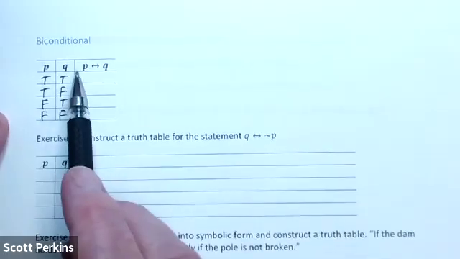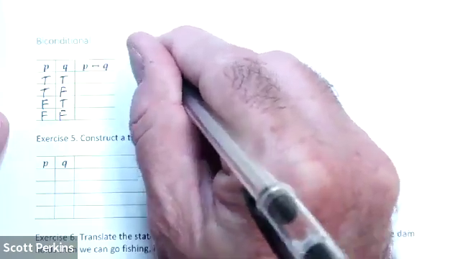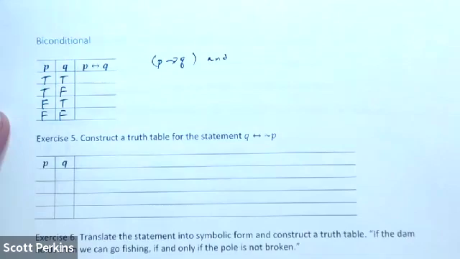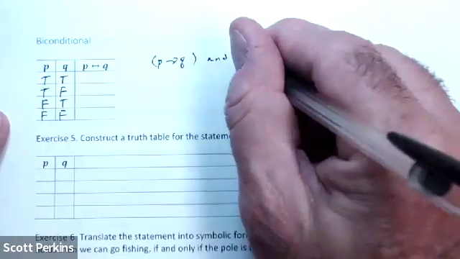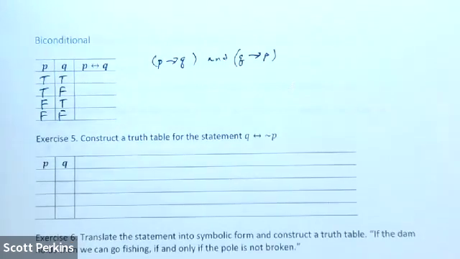is, if we read this statement to the left, we've got if P, then Q, and then if we read the statement backwards, what we've got is if Q, then P. That's what a biconditional statement is. It's just a conditional statement in both directions.